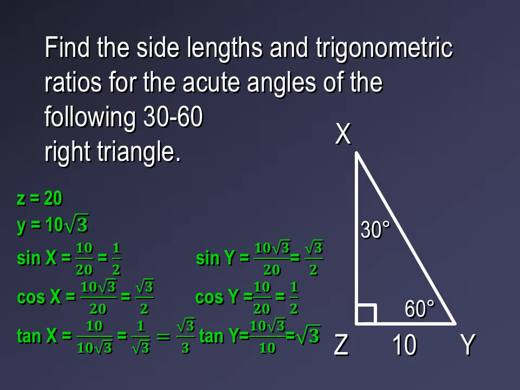And remember, this side here, our theorem said that it's going to be x square roots of 3. So since our x is 10, that means we have 10 square roots of 3. Now we have to find all of our trig ratios. And we actually have to find 6. We have to find 3 for the 30 degrees and then 3 for the 60 degrees. The 30 degrees is angle x.